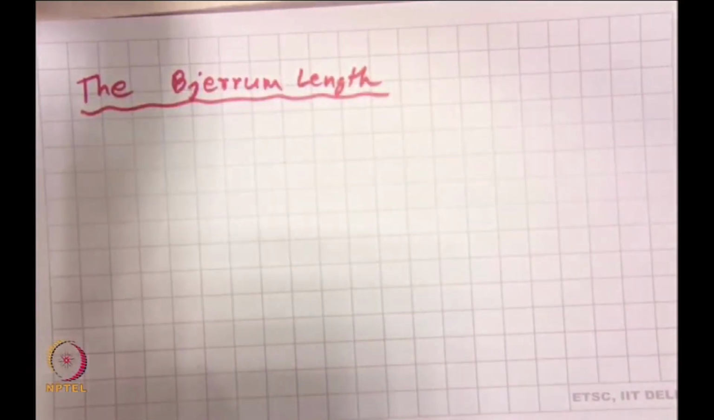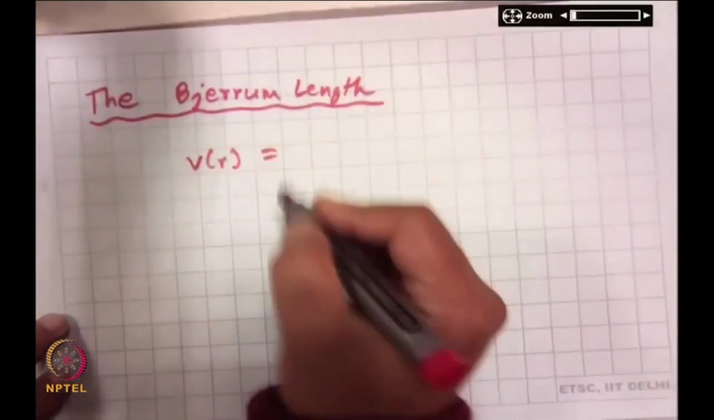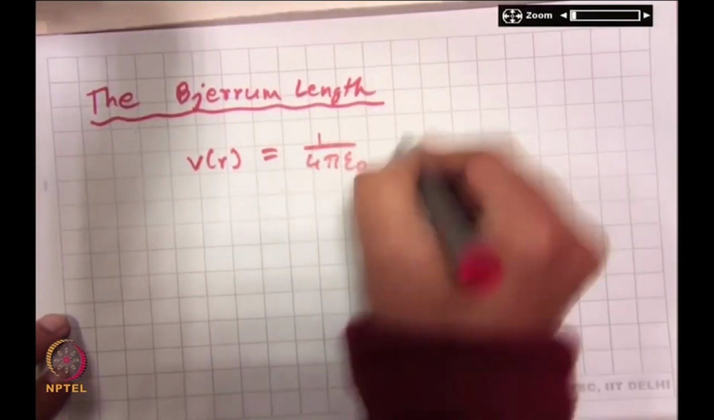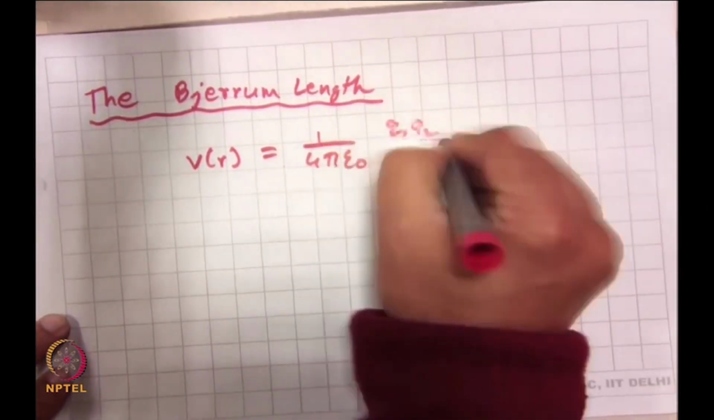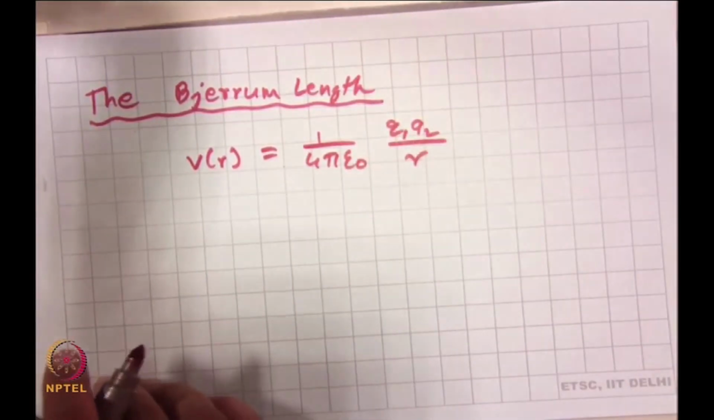Have you heard of this before, the Bjerrum length? So let us see what it means. So you already know this, right. So V of R is equal to 1 by 4 pi epsilon 0 q1 q2 by R. Okay, we already have seen this.